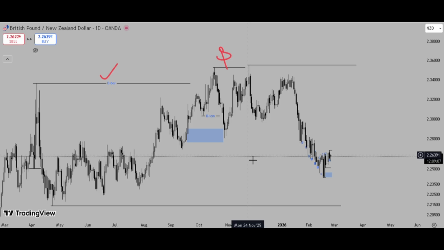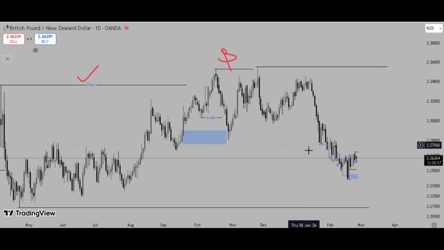It's either the market did a deeper pullback to the extreme or a change of character. It's a sign for a deeper pullback. So I understood that. And what am I supposed to do?